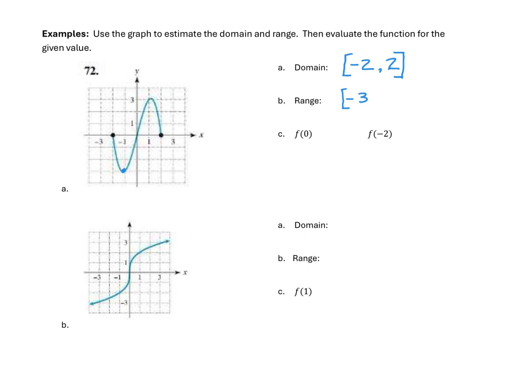If we continue up, as soon as I get to this point, I don't go any higher than this. And so this is going to be my highest coordinate. We want the y value because we are talking range. And so my range goes up to positive 3. It is included, and so we use a square bracket.